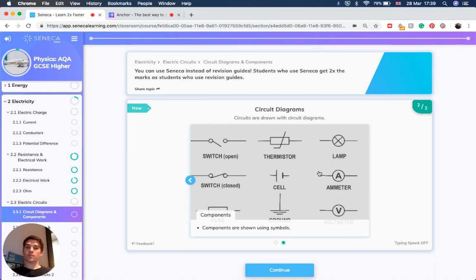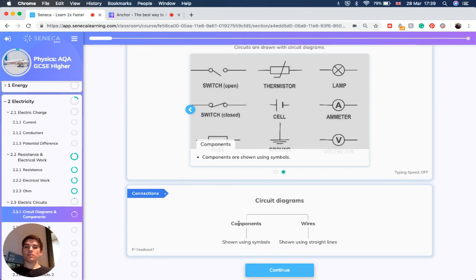A cell is a long vertical line next to a short vertical line with a gap in the middle. An ammeter is a capital A inside a circle. A voltmeter is a capital V inside a circle. If something's grounded, it's a picture of a wire going into three lines that get smaller as they go down, a bit like an upside down pyramid. And a fuse is just a rectangle with two wires coming in either side.